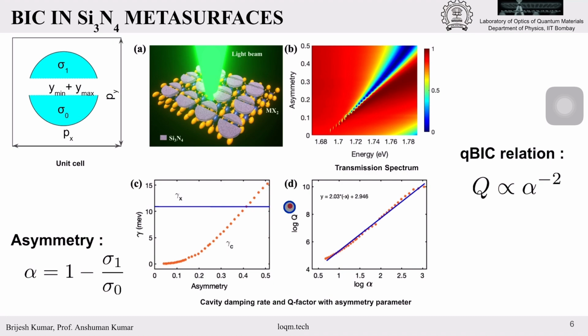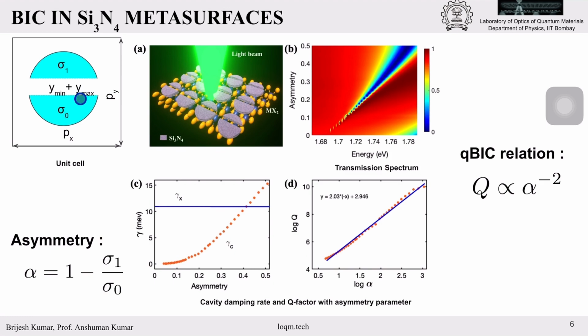Next, I did this BIC in our silicon nitride metasurface. We choose silicon nitride, which is a CMOS compatible material. So we take this bimin plus bimax. Bimin is the length downward from the center, while bimax is the length of this line upward to the center. So the total width is bimin plus bimax.